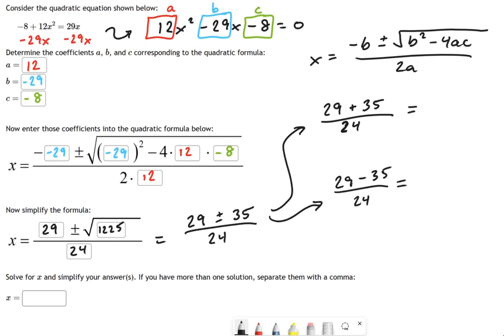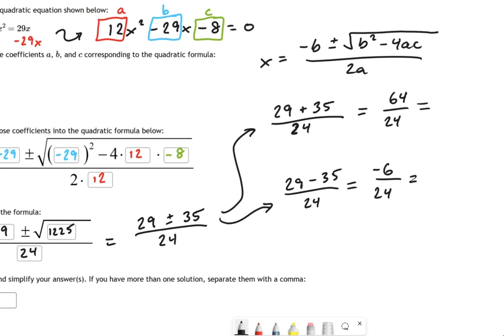So we reduce each of these separately. We now have two smaller answers from the original. So 29 plus 35, that's 64 over 24. And 29 minus 35, I can do that one. That's negative 6 over 24. Well, we're not done. We can still simplify more. So let's turn this into negative 1 over 4. That one simplifies easily, and that's an answer. That's the end of the road.